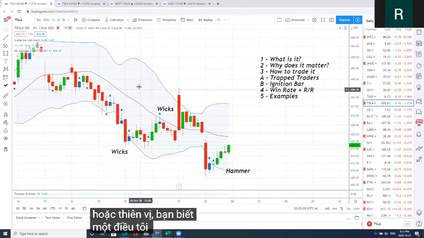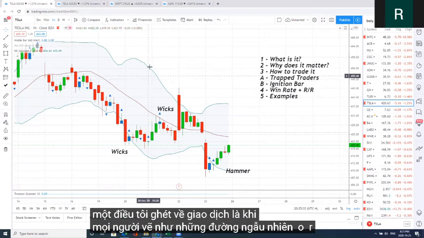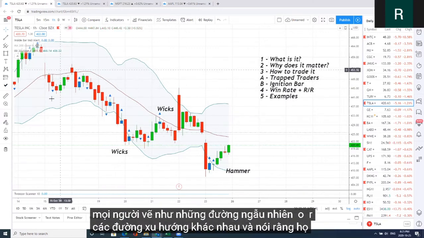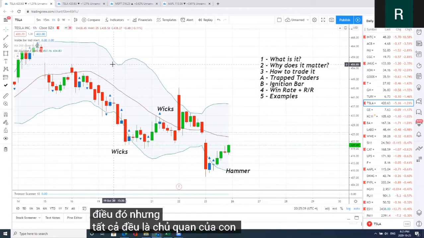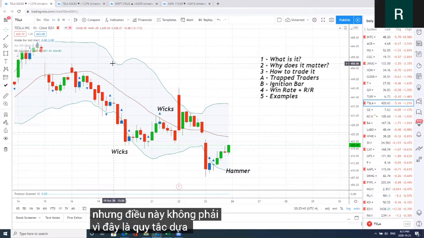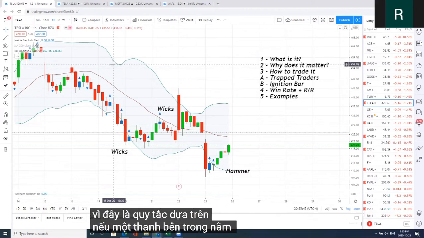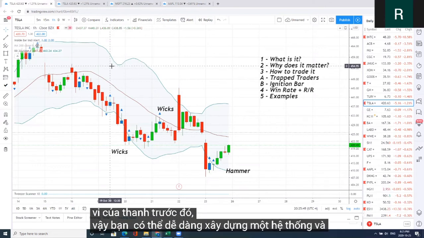One thing I hate about trading is when people draw random lines or different trend lines and say they're going to do the break of this, the break of that, but it's all subjective to the person, right? But this is not, because this is rule based. If an inside bar is within the previous bar's range, that's it. So you can easily build a system and validate it through that.